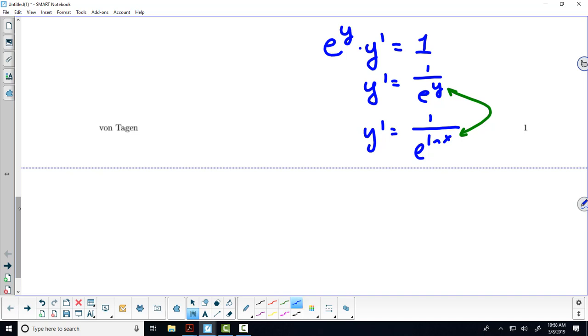This property we didn't get a chance to review. That was in that review section up at the top. What is e to the natural log of an expression? The expression. It's just the expression. Everyone hear what Freddie said? These two operations, e and natural log, sort of cancel one another out. So we're just left with 1 over x.